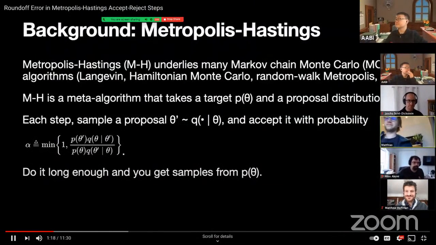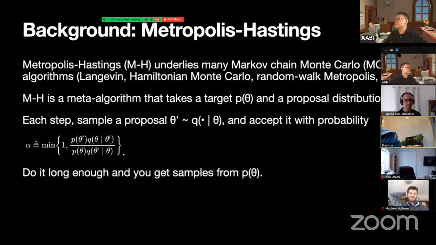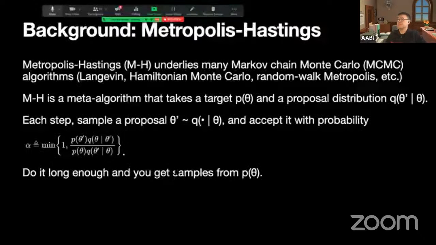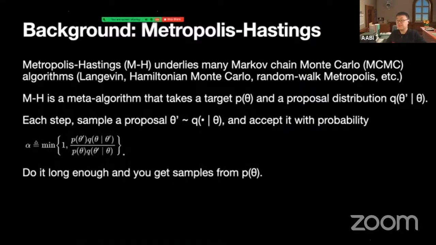Metropolis Hastings is really a meta-algorithm. It takes a target distribution, P of theta. This could be P of theta given X if we're trying to do Bayesian inference. The way the algorithm proceeds is each step we sample a proposal theta prime from Q of theta prime given theta and accept it with probability alpha, which is the minimum of 1 and the Metropolis Hastings ratio. This accept reject step ensures that the stationary distribution of this procedure is in fact P of theta, and so this gives us a way of actually generating samples from the distribution we're interested in if we do it long enough.